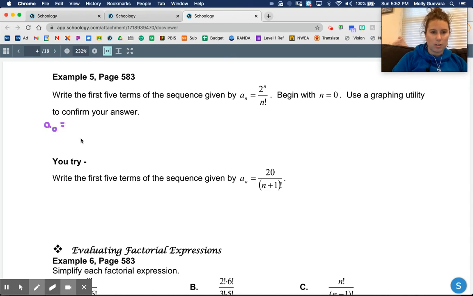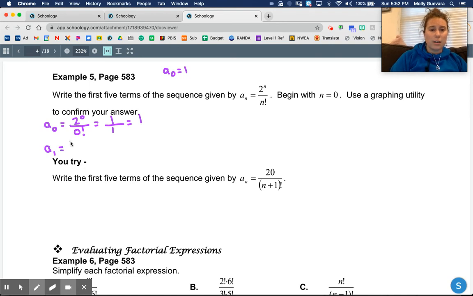So if I plug in 0 first, a sub 0, I have 2 to the 0 over 0 factorial. Any number to the 0 is 1, and 0 factorial by definition is 1, so I get 1. So a sub 0 is equal to 1. A sub 1 is equal to 2 to the 1 over 1 factorial. 2 to the 1 is just 2, and 1 factorial is just 1, so I get 2.